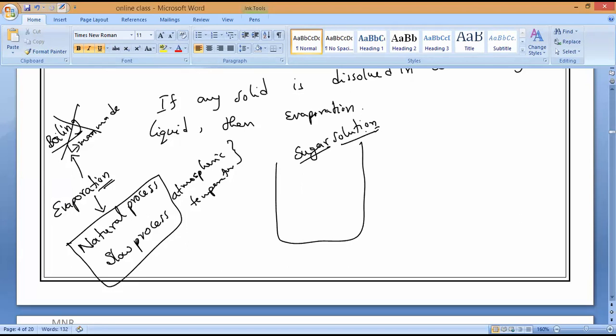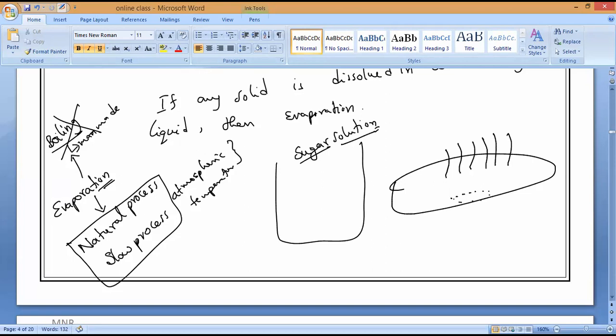Now, if I take a sugar solution, this is my sugar solution. After the water evaporates, something is left behind. What is that called? Anybody can tell me? Some solid will be left behind. Residue. We can say sugar particles. Yes or no? Yes, everybody.